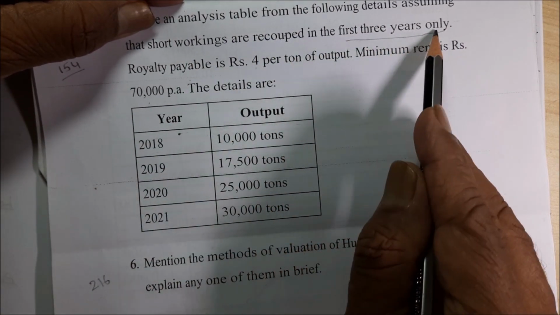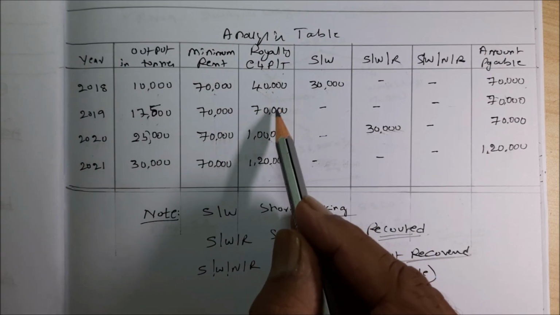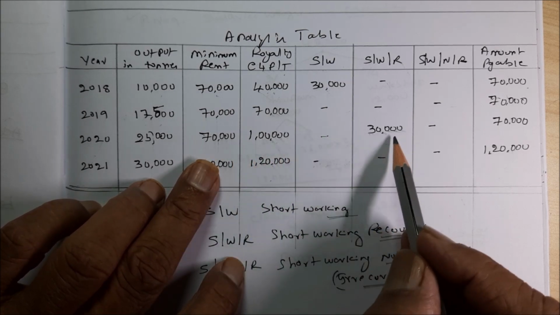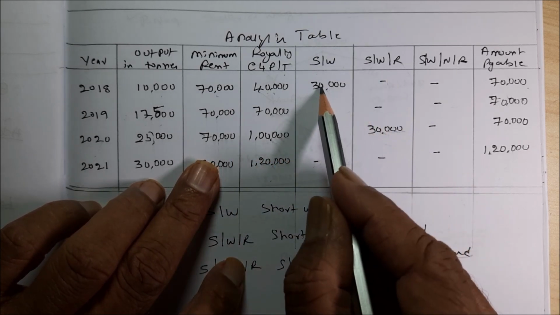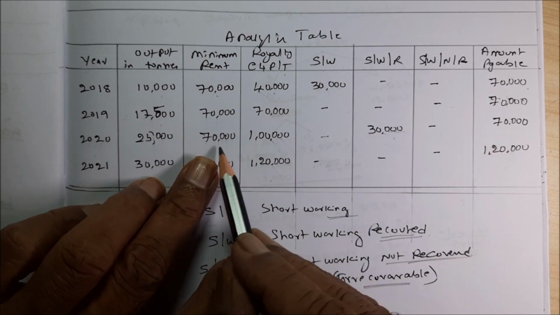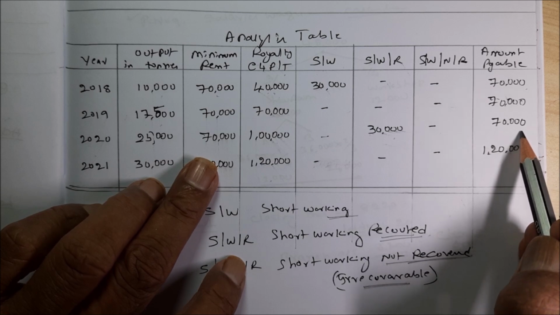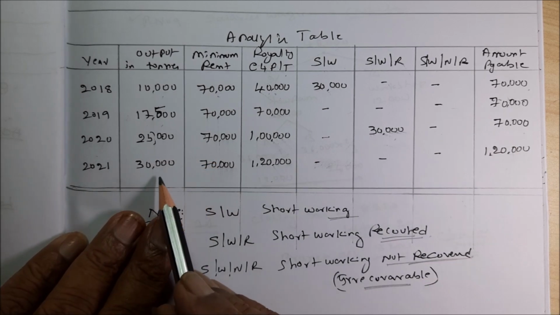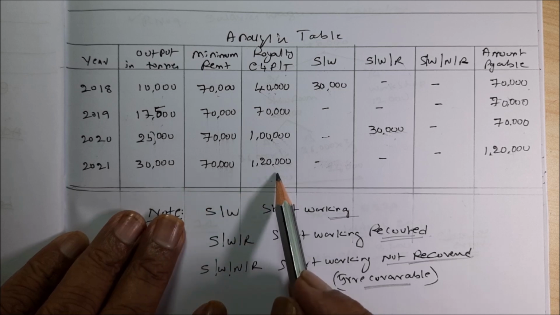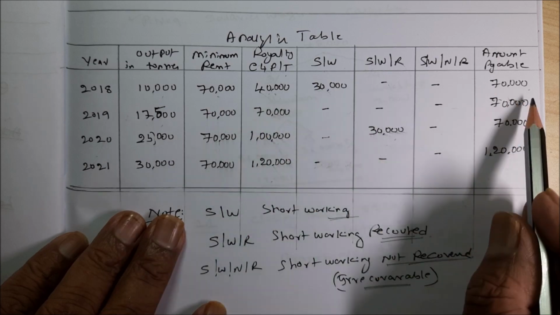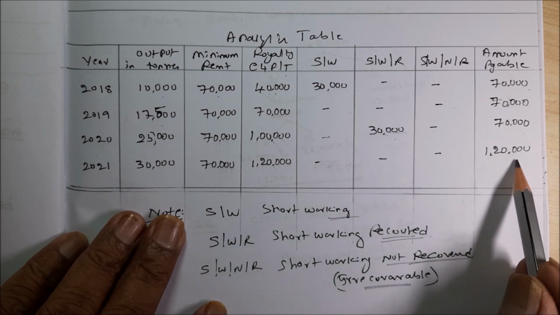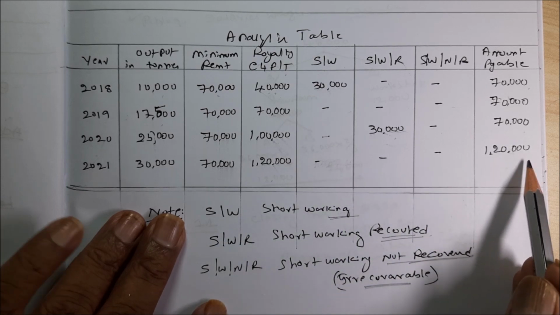In the problem they have given that short workings are recouped in the first 3 years only. I hope that is clear: 1, 2, 3. Now in the third year, 30,000 is there. That means short working of 30,000 is there and we have recouped 30,000. No short working is not recouped. So the amount payable to the landlord is 70,000. Next year, minimum rent is 70,000 but royalty is 1,20,000. Now nothing can be recovered because we have already recovered. So pay that amount, 1,20,000, to the landlord.